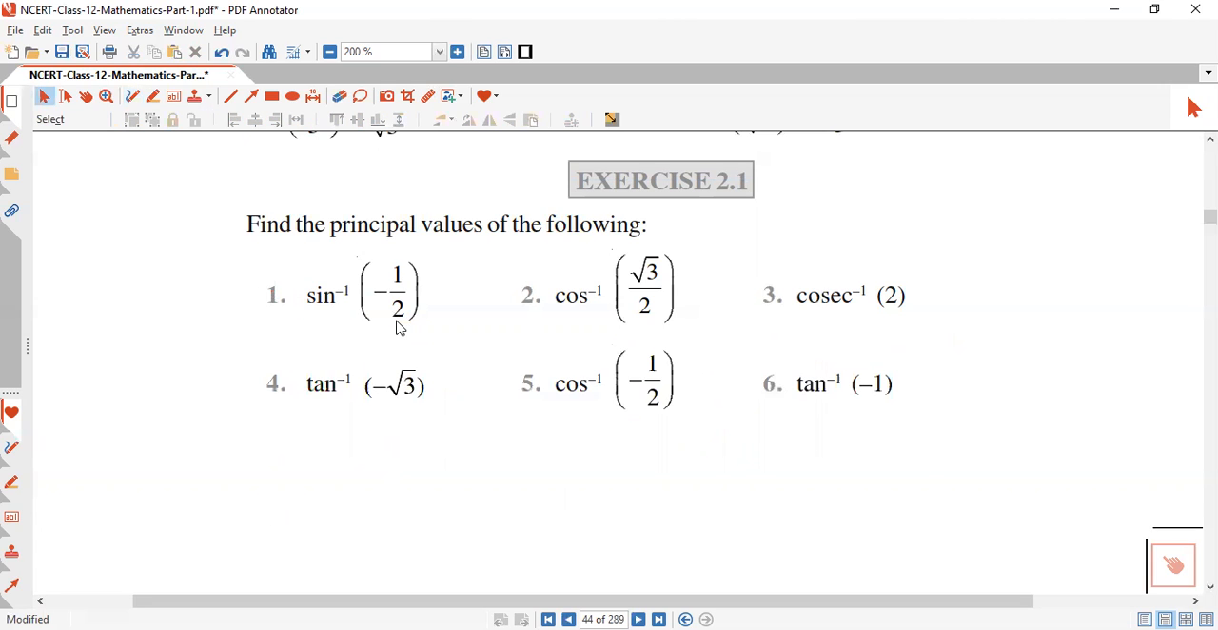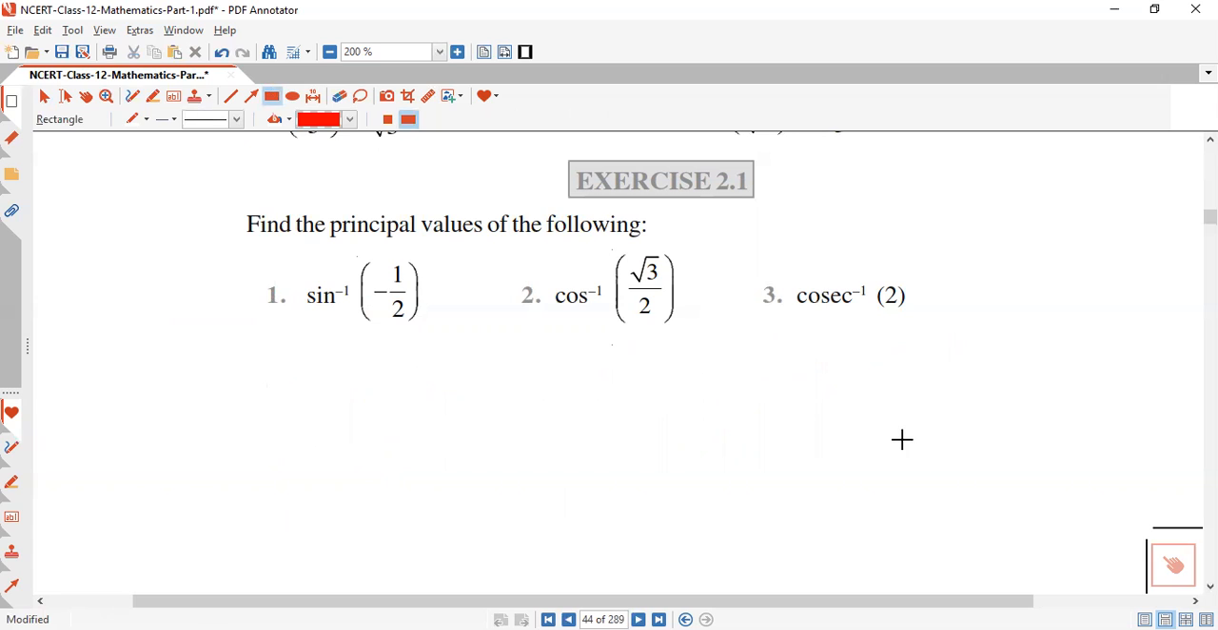Now we want to solve question number 2. The principal value of cos inverse root 3 by 2. You know very well that cos pi by 6 equals root 3 by 2. So this value will be pi by 6. This is the principal value of this question.